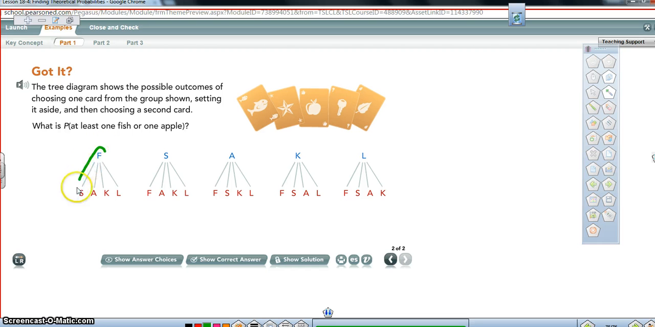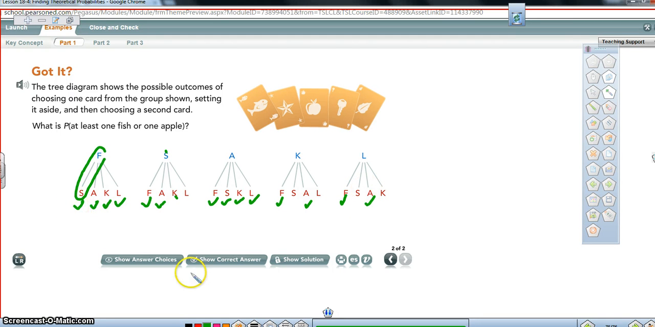Well, this would be a fish with a star, so that at least has a fish. This has a fish, fish, fish. This one has a fish, and this one has an apple. This one only has a shark and a key, so that doesn't work, and has a shark and a leaf. All of these have apples, because they start with the apple on the first card. This one has a fish. Okay, in this category we have an apple. Here we have at least one fish or at least one apple.